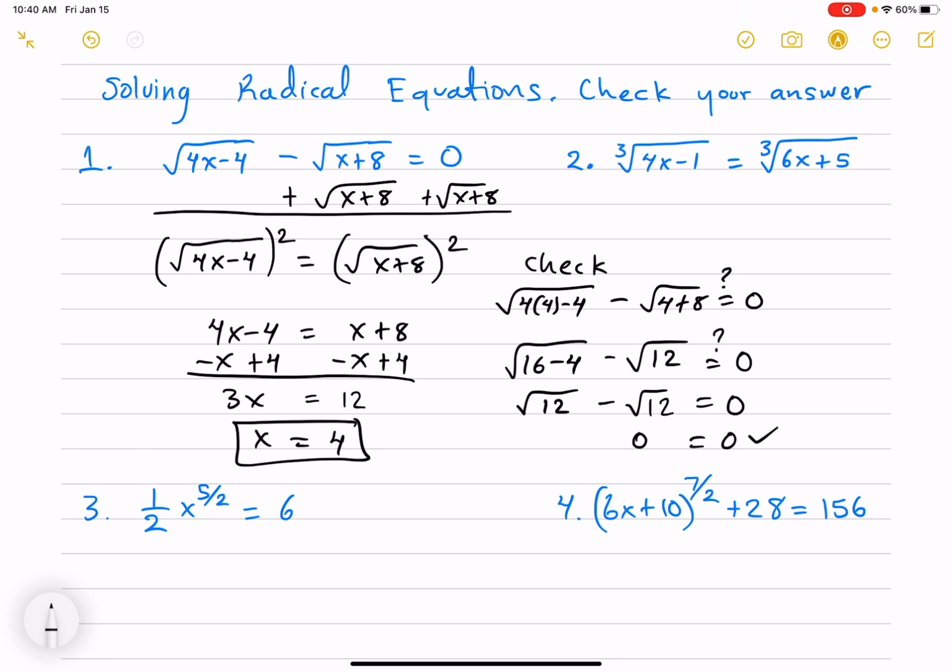Okay, so go ahead and stop the video, pause it at this point, and copy this down on your notes. I'm going to have to erase the check part in order for me to be able to do example number 2.